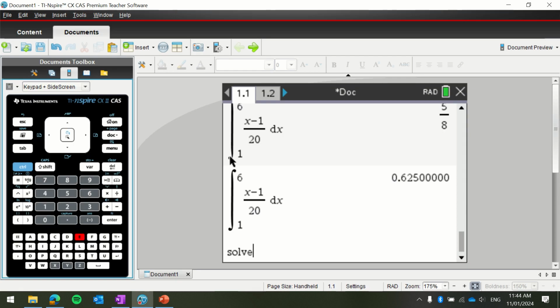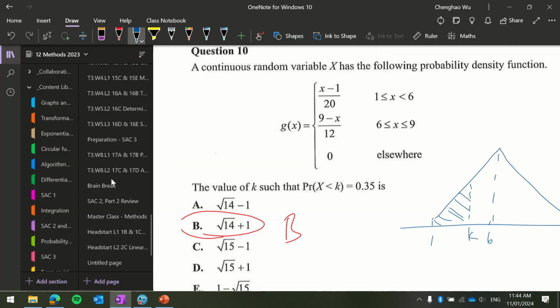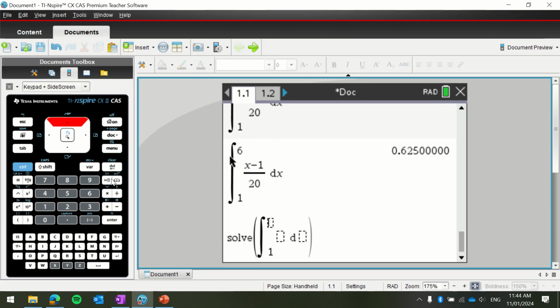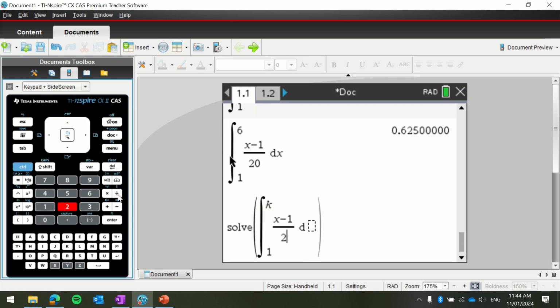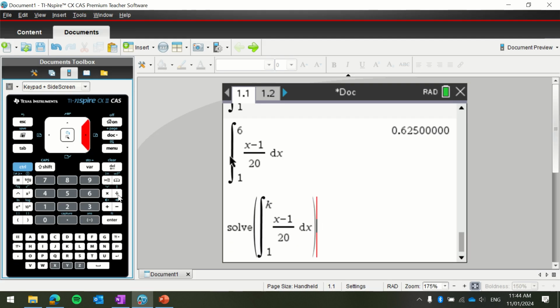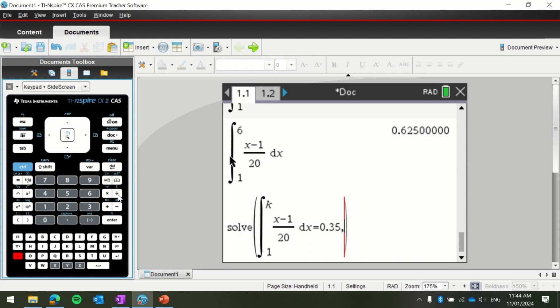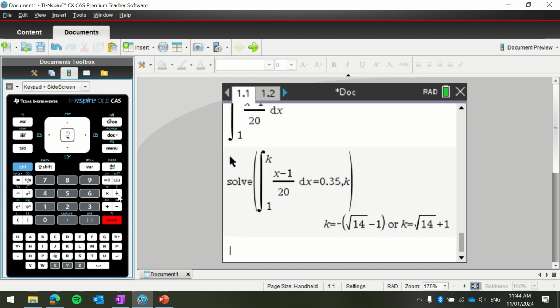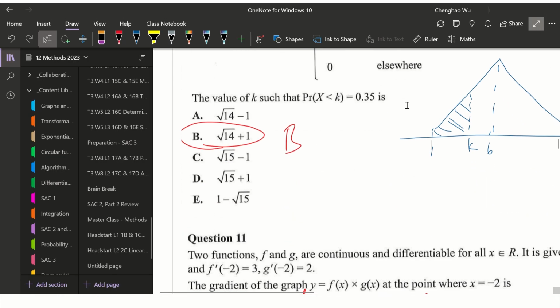Which means I can do this now. So this, from the very left end, which is 1, to some value k, and I should have defined this function in the beginning, x minus 1 over 20 dx. I want that to equal 0.35, and I want to find k. And here we go. Root 14 plus 1. Not the negative number, the positive one. So B.